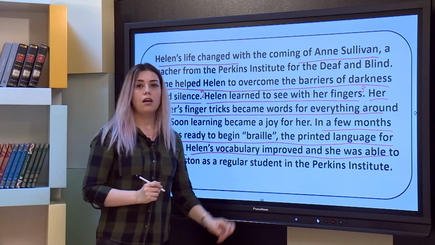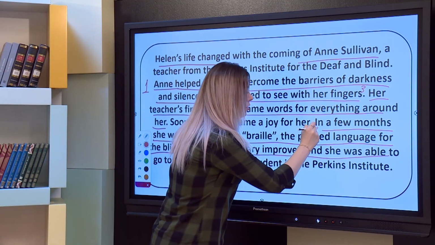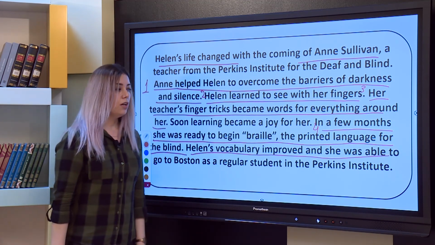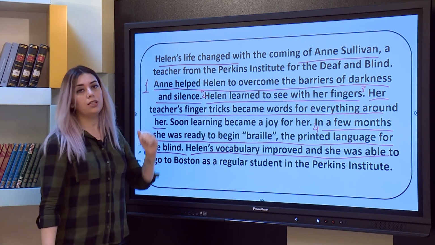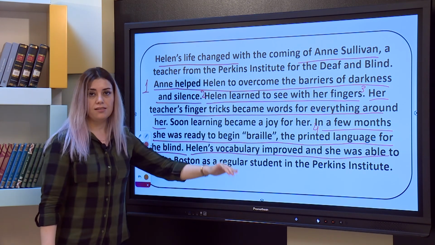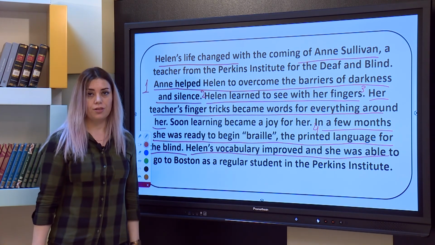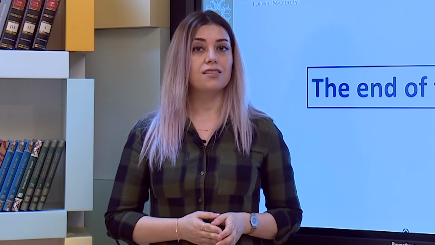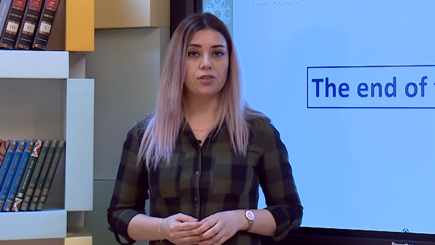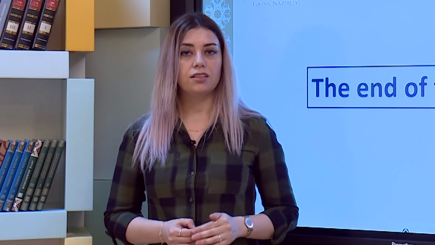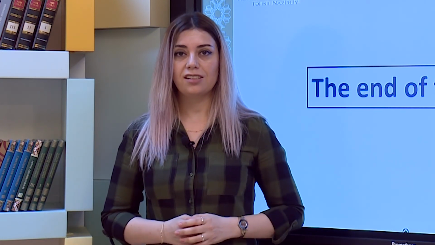So this is how we finished doing this task. We identified 4 supporting details and 1 main idea. All the details explain the main idea for us. Finally, let's summarize what we learned today. Today we learned about the main idea and supporting details. Please complete this task on page 153. Find and underline all the main ideas and supporting details in the text about Helen Keller.